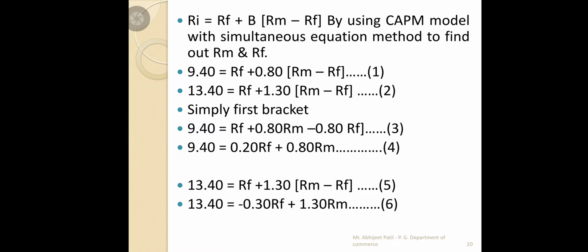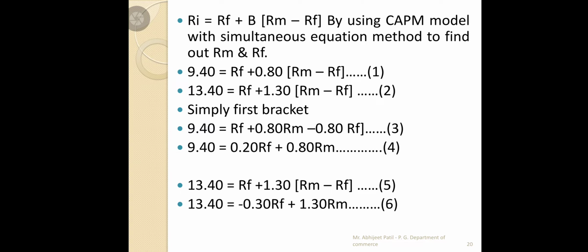We will get equation number 3. Then 13.40: in the first equation only, we can simplify the equations. RF and RF are there, two RF, so we can take 1 RF minus 0.80 RF. 1 minus 0.80 gives 0.20 RF, and 0.80 RM stays as it is, in equation number 4. Now we have the clear equation number 4.